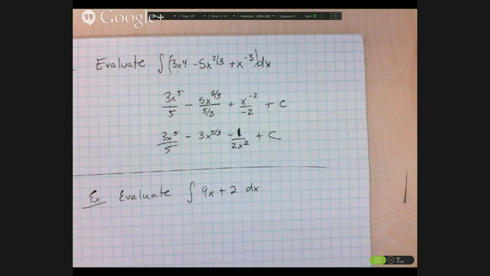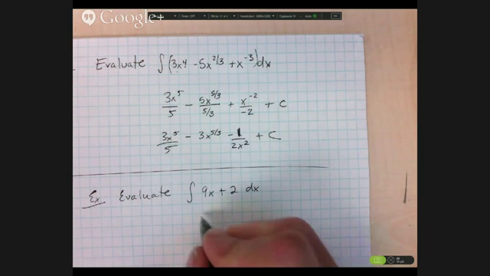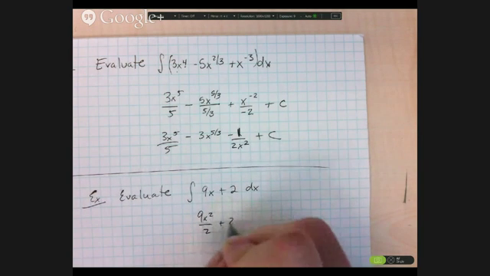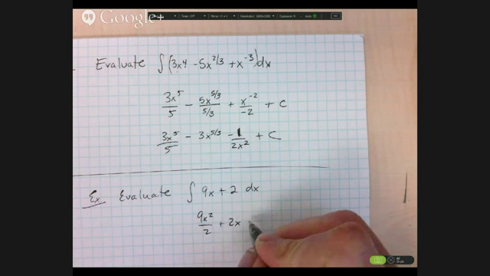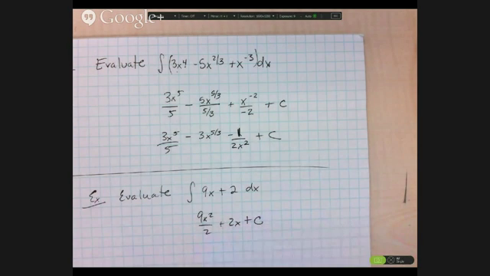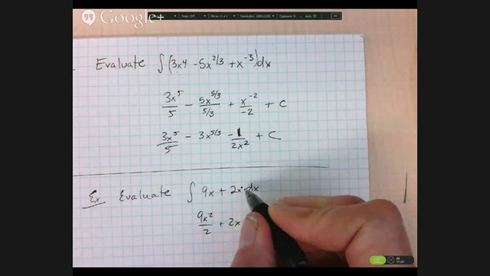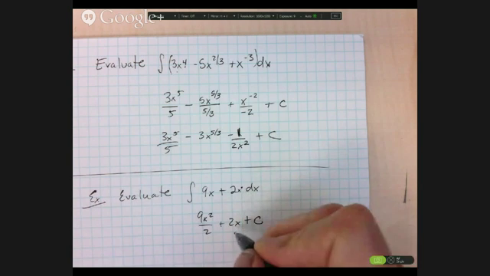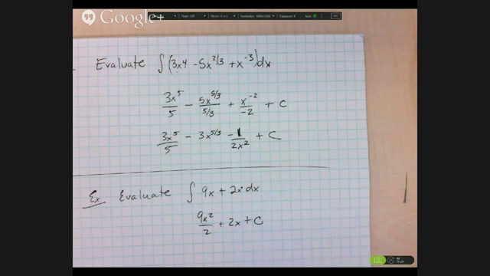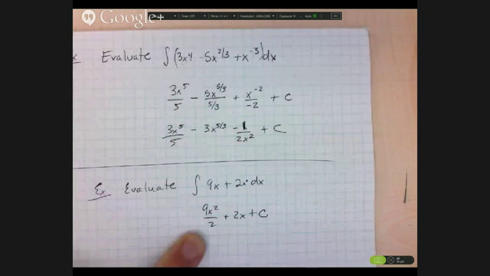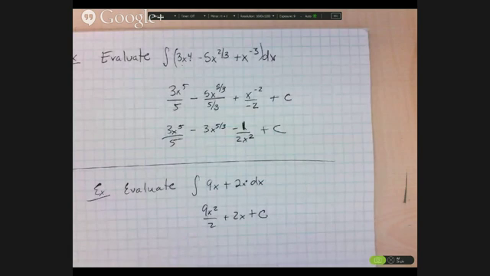Okay, so what is the integral of 9x plus 2? 9x squared over 2 plus 2x squared. Keep going. Okay, you've got to think of this as x to the 0. So add 1, and then of course divide it. So if you took the derivative of the answer, it should give you the original. Yes.